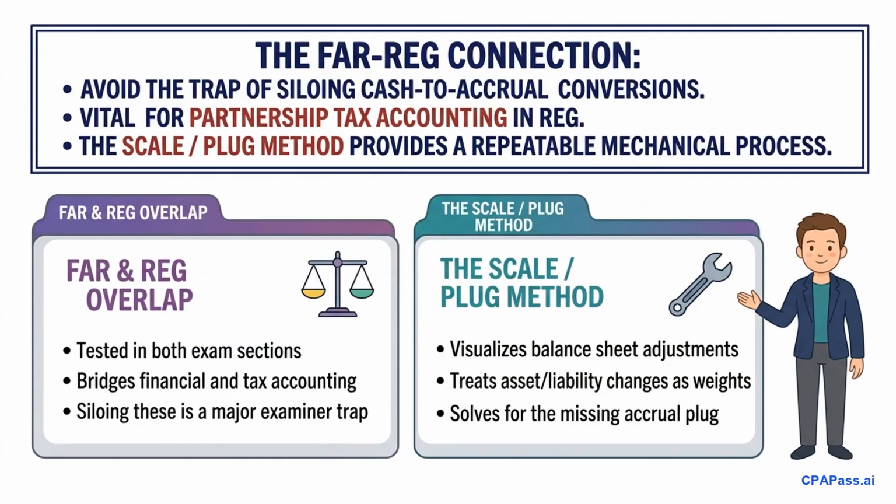A major examiner trap is siloing FAR and Reg concepts. Candidates often assume cash to accrual conversions are only tested in FAR. In reality, these exact mechanics directly impact partnership and individual tax accounting in Reg. To master this overlap, we use the scale or plug method.